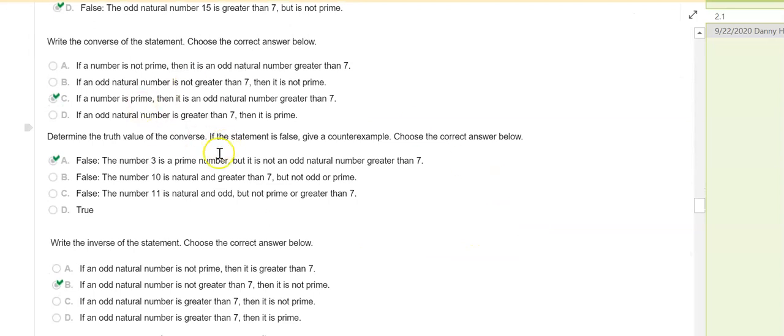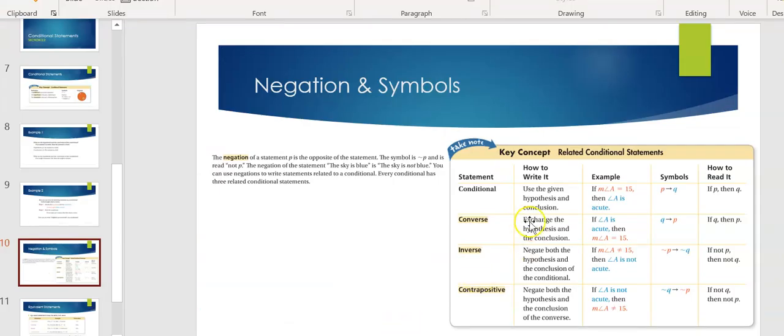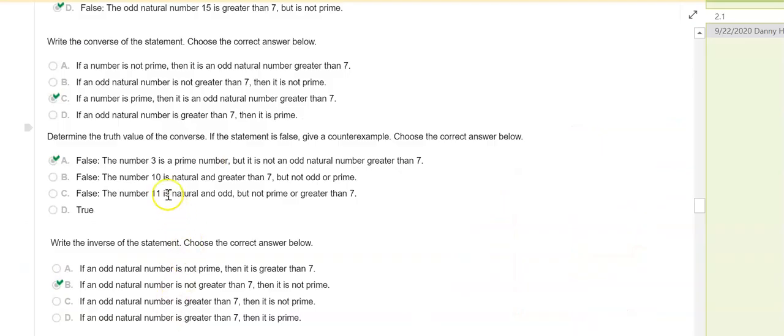Now we're going to do the converse, and this is where we're going to simply change the order. If a number is prime, then it is an odd number greater than 7. So we've just changed the order of the original conditional. And so now we're looking for a counterexample. If a number is prime, so we pick a number that is prime, but it isn't an odd number greater than 7. It's obviously smaller.